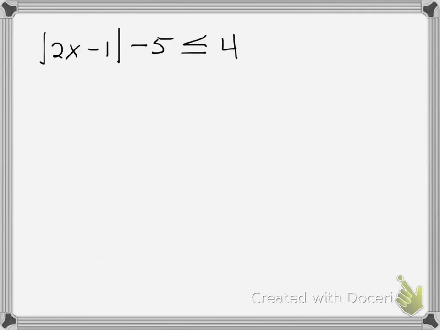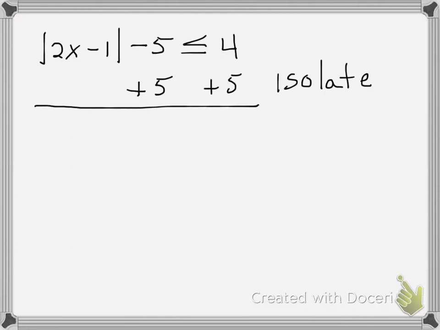So here's my example. We start with isolating the absolute value. The step I'm going to take is to add 5 to both sides. So I bring down the absolute value. Minus 1 is less than or equal to 9. All right, that was step 1. Done. Step 2 is to write a three-way inequality.